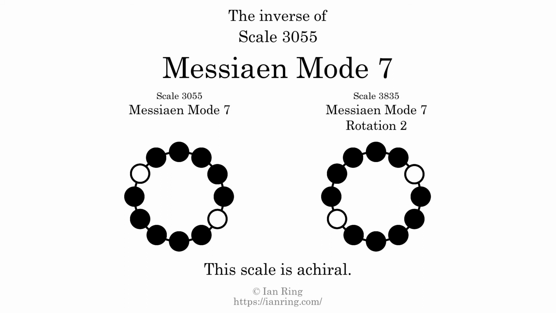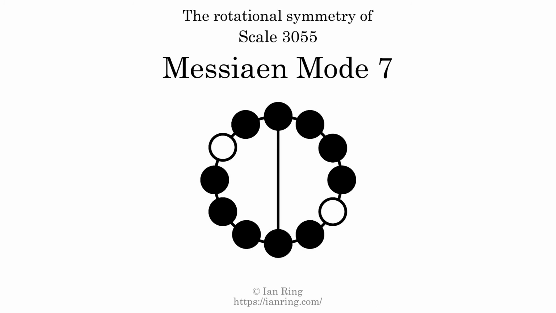The inverse of this scale is scale 3835, also known as Messiaen Mode 7 rotation 2. This scale is achiral, since it can transform into its own reflection by a rotational transformation. This scale has rotational symmetry at 6 semitones.